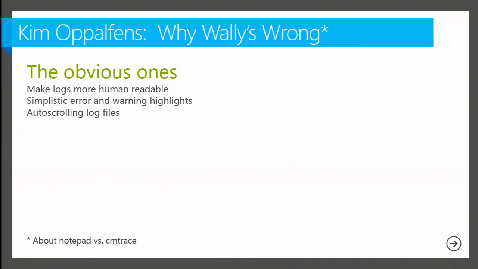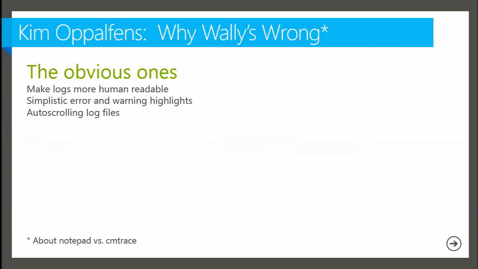Johan already stole a little bit of my thunder. It has simplistic error and warning highlights. Simplistic because if we see the word error or fail, we'll mark it red. If we see the word warning, we'll mark it yellow. That's roughly what CM trace can do. And then we have the uber cool feature: it auto-scrolls your log files by so that they're no longer readable because they scroll by too fast. You can pause that. Those are the obvious reasons why Notepad is better than CM trace.